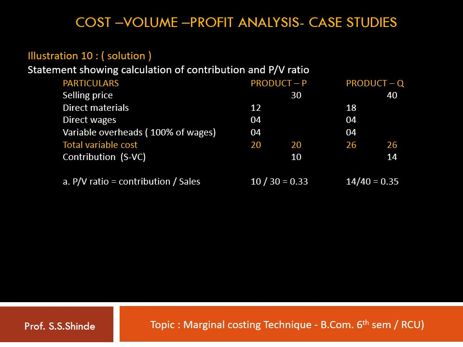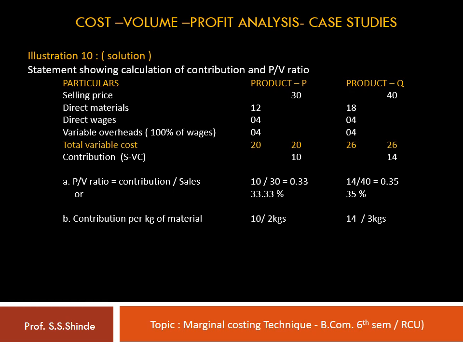So let's calculate the PV ratio now. PV ratio is equal to contribution upon sales. Therefore, in case of product P, it would be 10 divided by 30 rupees, that's equal to 0.33. And in case of product Q, it would be 14 divided by 40, that's equal to 0.35, which can also be expressed as 33.33% in case of product P and 35% in case of product Q.